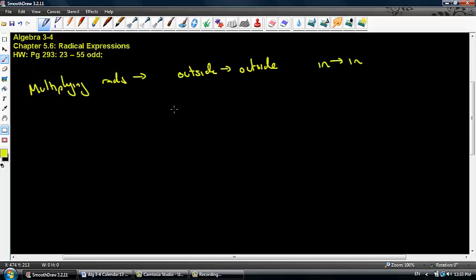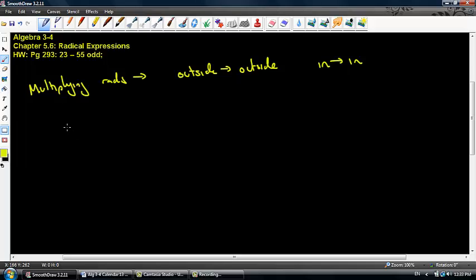And also, part of multiplying rads means that you need to be flexible in your thinking. Sometimes it might be better to reduce and then multiply. In fact, that's usually the case. But then sometimes you have to multiply in order to get it into a position where it can be reduced. So I'll show you what I mean by that right now.